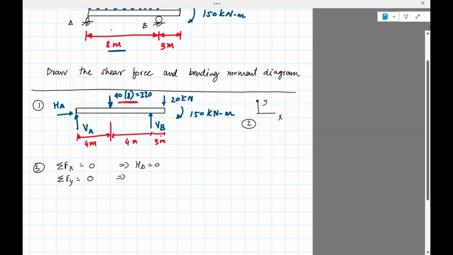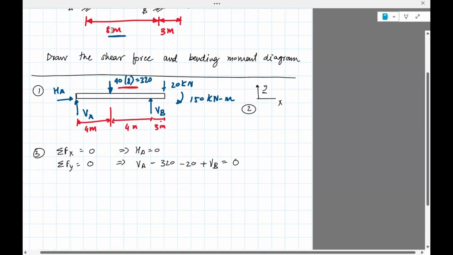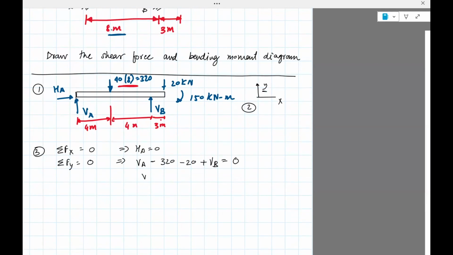So we'll write Va upwards is positive, 320 is downwards negative, 20 is downwards negative, and Vb is upward positive. So that gives me Va plus Vb equals 340. Now there's a 150 kilonewton meter moment, which is a moment and it will not appear in the force equation.